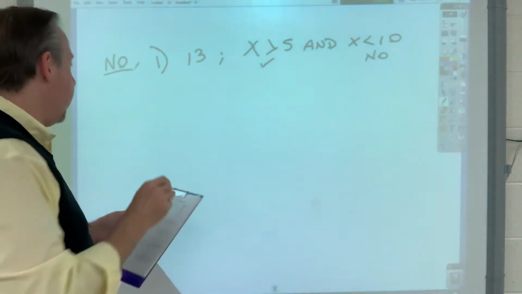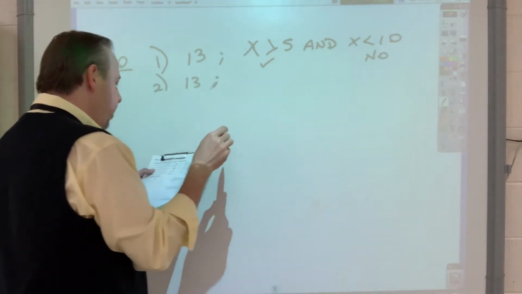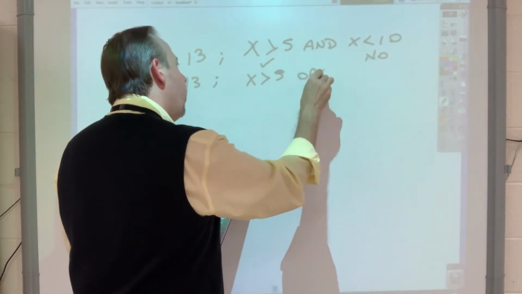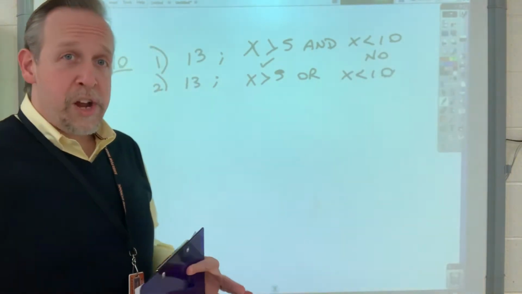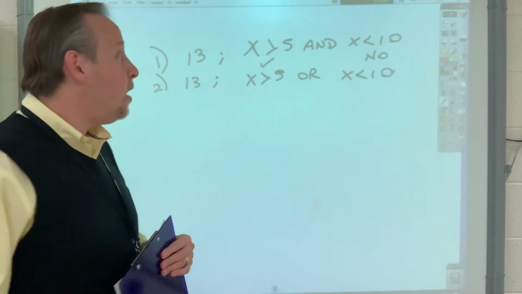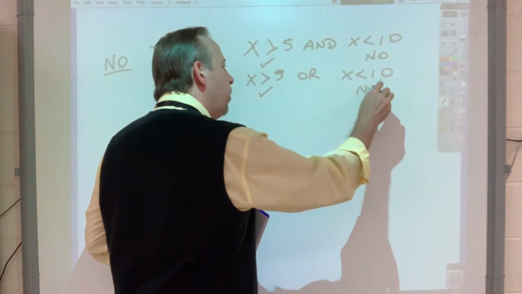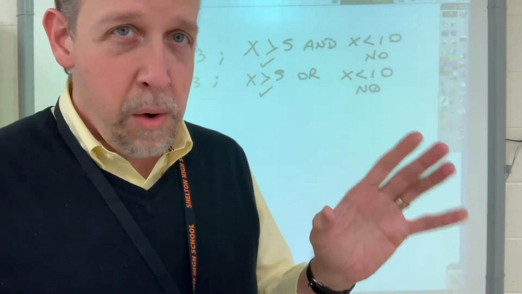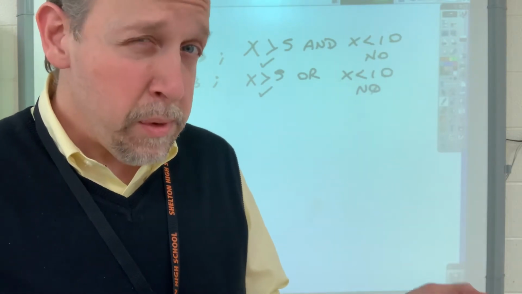Number 2. Still looking at the number 13, the inequality is x is greater than 5 or x is less than 10. Well, we already just checked to see where 13 falls in relation to those two parts of the inequality. Again, yes, definitely greater than 5. Again, no, not less than 10. But this time the word was or. Or obviously means it doesn't have to be on both sides, one or the other.